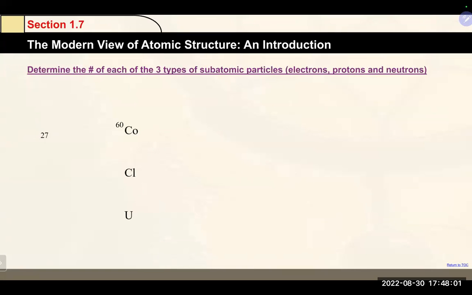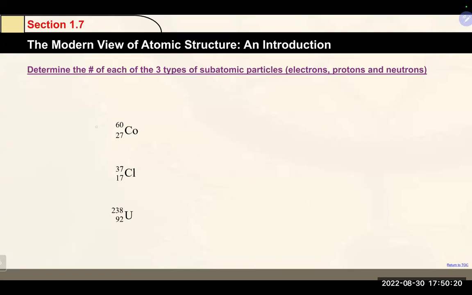All right, so for each of these, take a moment and figure out how many protons, electrons, and neutrons we have going on in this situation. Okay, let's take a look and see how we're doing. So once again, we're looking for the number of protons, electrons, and neutrons here. So here we start with cobalt.